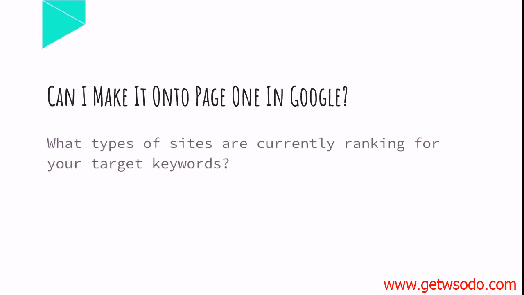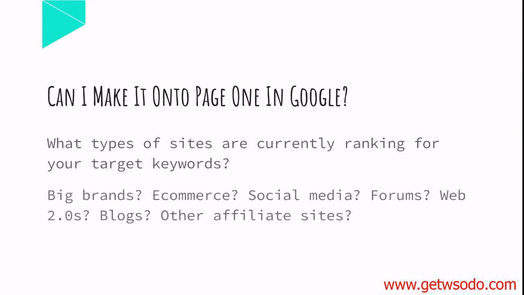To understand this, we have to look at the types of sites that are currently ranking on page 1 for the target keyword or keywords that we're considering. This tells you whether or not your site actually has a shot of making it onto page 1 of Google. So what types of sites are ranking when you look? Do you see a lot of big brands, e-commerce stores, social media sites like Pinterest, forums, Web 2.0s, random blogs, other affiliate sites? We have to really take notice of what's currently ranking in order to consider if we can actually make it onto page 1 with our site and our target keywords.